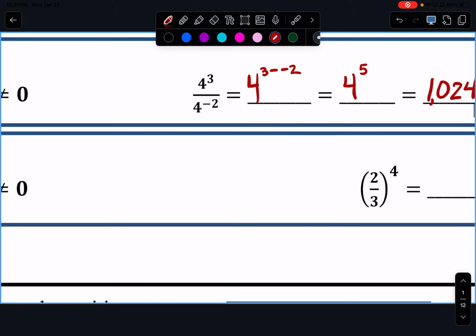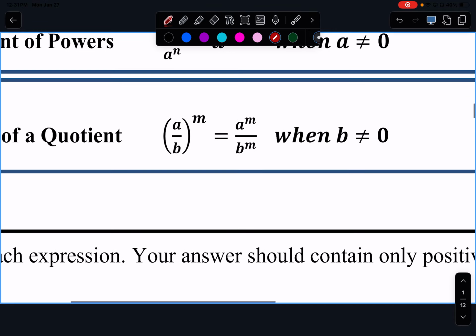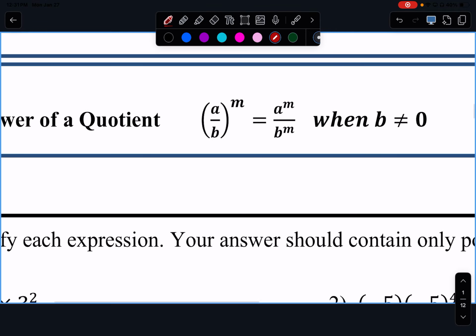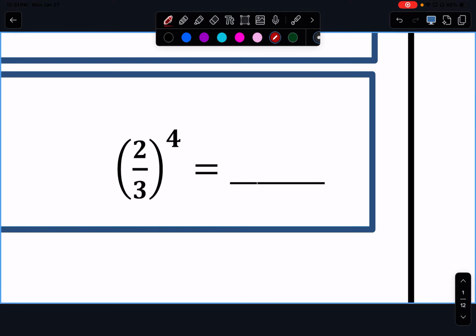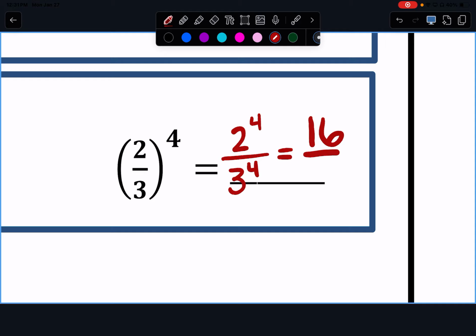Now, we are going to look at this last one. If we take a quotient, so a fraction, and we raise that fraction to a power, basically all that happens is both the numerator and the denominator get raised to that power. So in this problem, we have 2 to the 4th over 3 to the 4th. What is 2 to the 4th? 16. What is 3 to the 4th? And that would be our answer, because can we simplify that any? No.